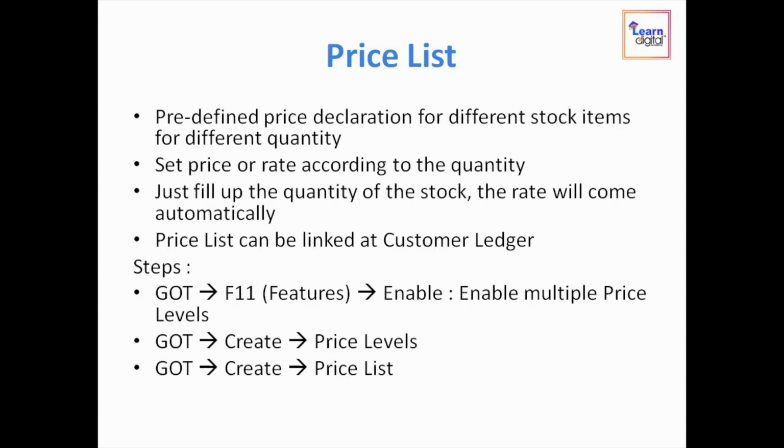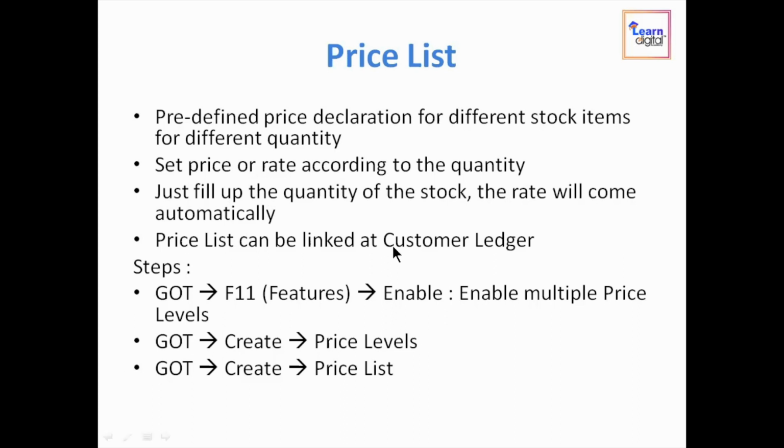We need to set the price list according to the number of quantities we sell. More the quantity, the rate will get reduced. No, lower the quantity, the rate will be higher. So just fill up the quantity of the stock and the rate will come automatically as per the price list that we have already created. What we have to do while entering the invoice, just enter the stock quantity, the rate will automatically arrive.